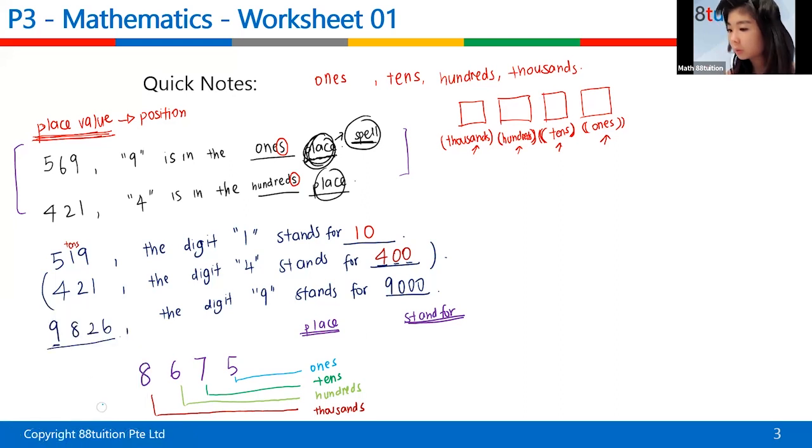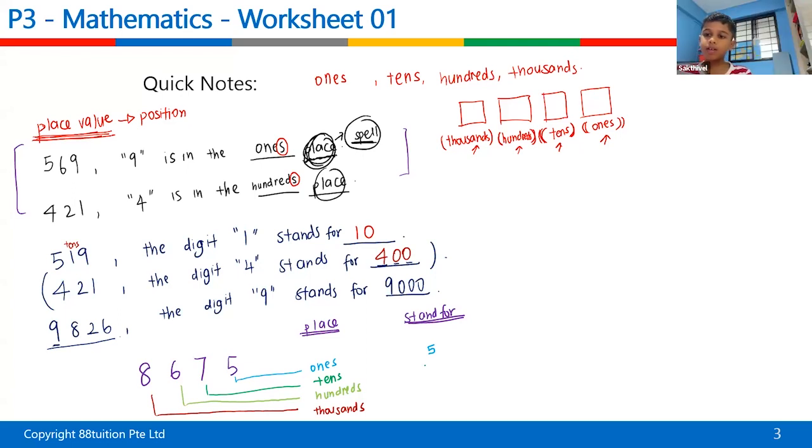8,675. Which number 5? Yes, Jingjie? 5. Very good. So I just write the digit out. Sakti, in 8,675, number 7, the digit 7 stands for what? Tens. Think carefully first. What does it stand for in 8,675? The digit 7 stands for?